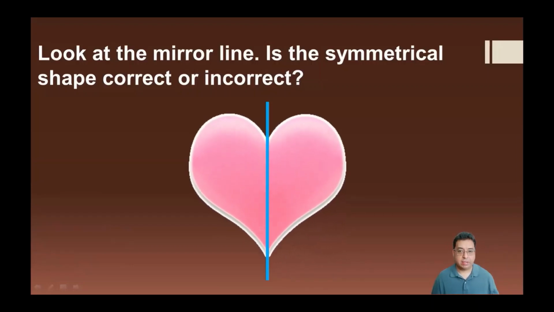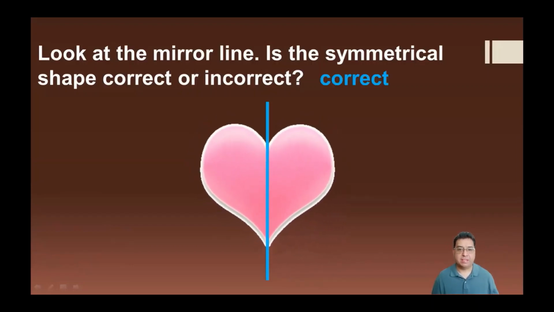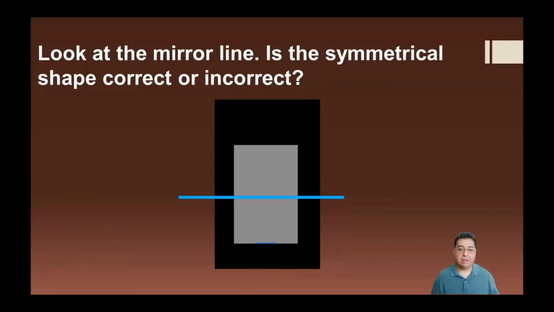That's right, it's correct. And now let's look at the gray rectangle inside, okay? The gray one here. And now look at the mirror line that's running through the gray rectangle. Is that symmetrical shape correct or incorrect? That's right, it's correct.